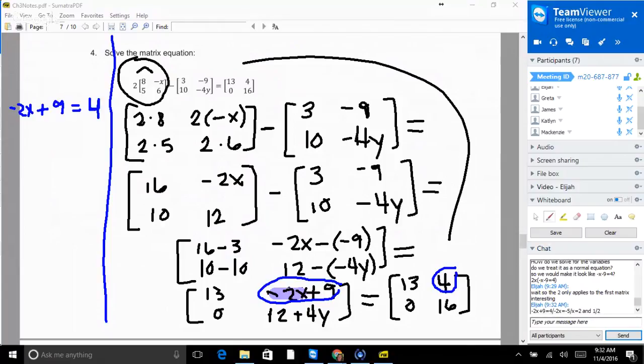And can we solve this? Yeah, right? So we need to subtract 9 from both sides. So we get negative 2x equals negative 5. Divide both sides by negative 2. And you get that x equals 5 divided by 2.